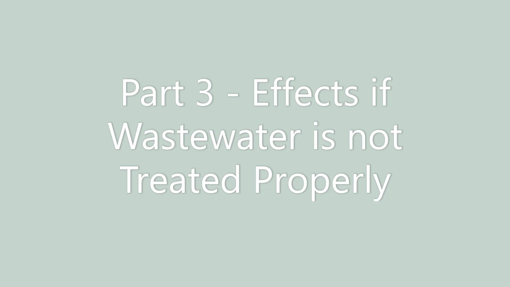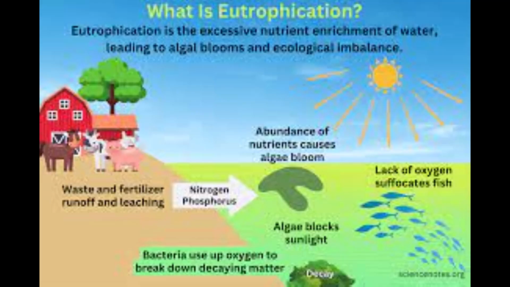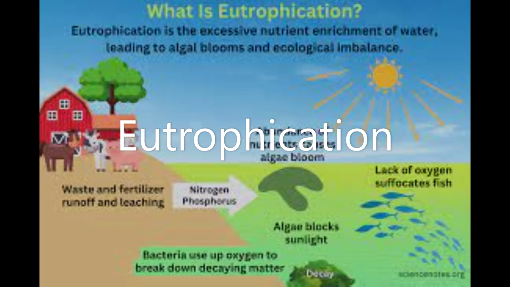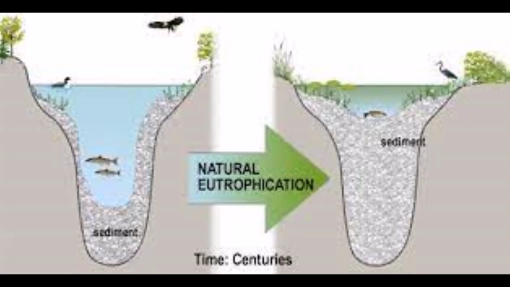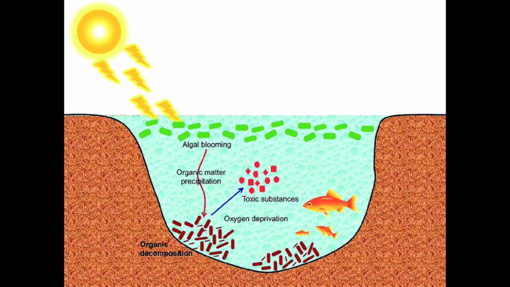Part 3. Effects if wastewater is not treated properly. First, eutrophication. As mentioned in the previous part, the high nutrient content, particularly nitrogen and phosphorus in the wastewater, can lead to eutrophication. This refers to the excessive growth of algae due to excessive nutrients in water bodies. As the algae die and decompose, they deplete the oxygen in the water, leading to a dead zone where most aquatic life cannot survive. This phenomenon can devastate entire aquatic ecosystems, leading to significant loss of biodiversity.